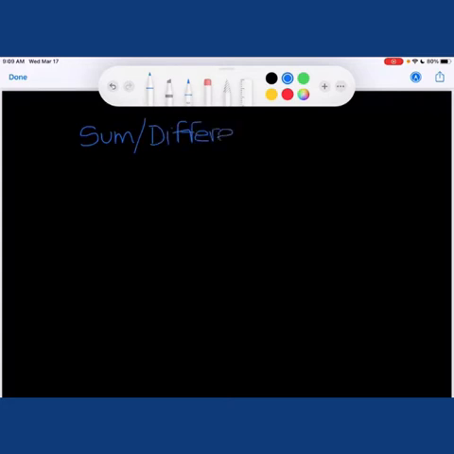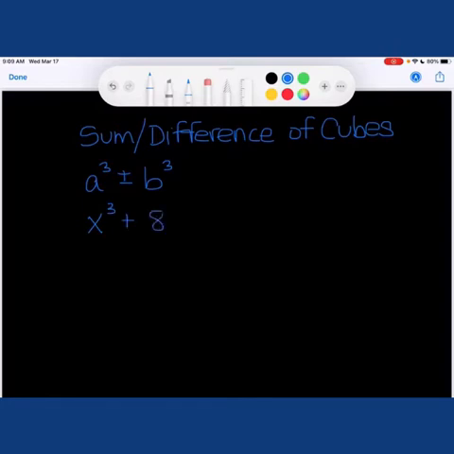This one is easy to spot, just like the sum and difference of squares. The perfect square trinomial is a little bit harder to spot, but the sum and difference of cubes is easier. You've got a perfect cube, a cubed, plus or minus another perfect cube, let's say b cubed. So for example, we could have x cubed plus 8, because x cubed is a perfect cube, and so is 8.